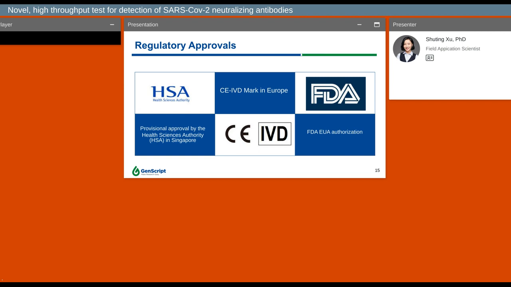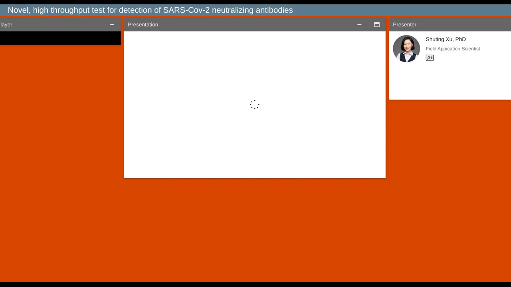Importantly, our cPass kit has already received many important regulatory approvals. For instance, we have the HSA mark in Singapore, we received the CE-IVD mark in Europe, and we also have the FDA EUA authorization. Of note, cPass today is still the only FDA EUA authorized commercial ELISA kit for detecting neutralizing antibodies against SARS-CoV-2.